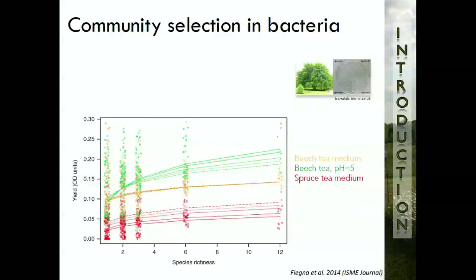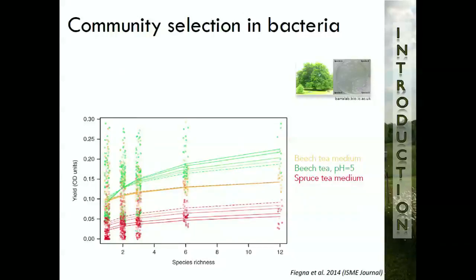So a lot of research on community selection has been done in bacteria. In this study, what they had is they sampled bacteria from tree holes and grew them in the lab in 3 different mediums and experimentally evolved them over time. And also in bacteria, we can see this positive biodiversity effect. With increasing species richness, productivity of the bacteria increases.